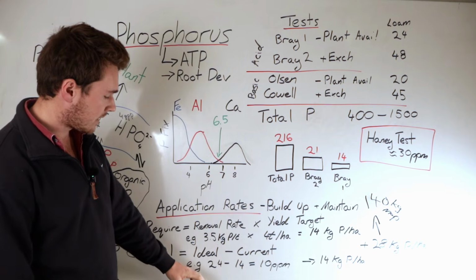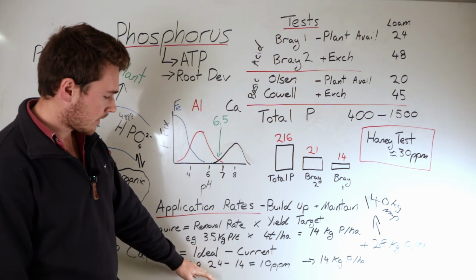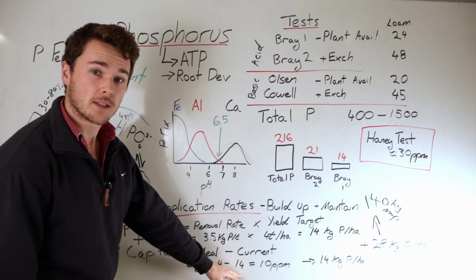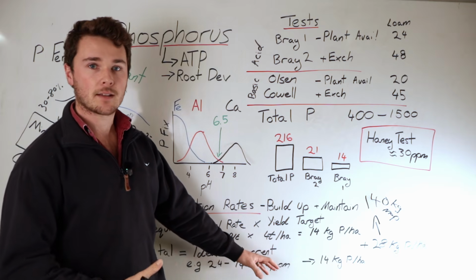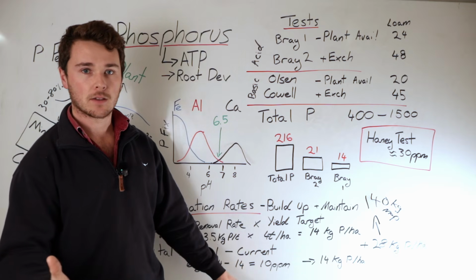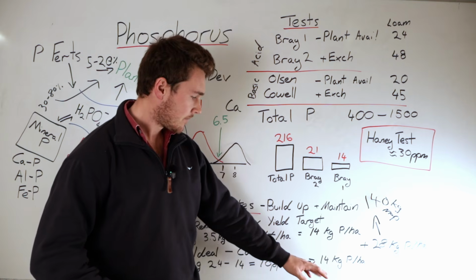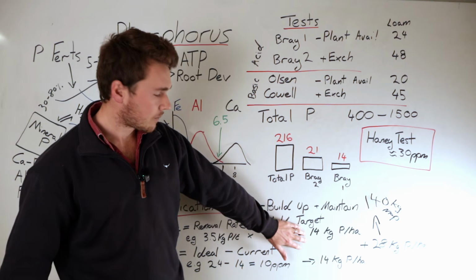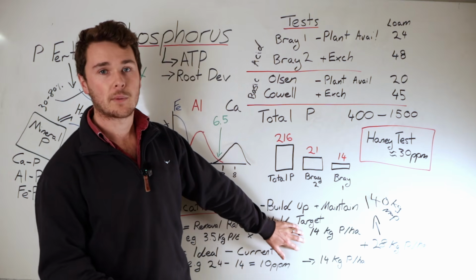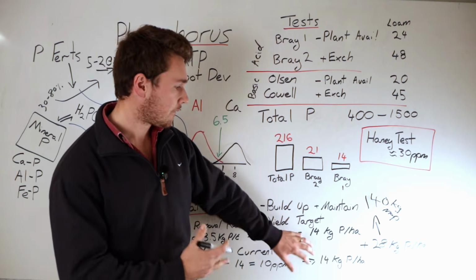So let's just say, for example, your ideal is 20, and then you currently have 30 in your soil, and so the surplus is 6. That's effectively going to be about 8 kilos of phosphorus per hectare. You can take that 8 kilos and subtract it from your replacement value. So then you'd only need to apply 6 kilos per hectare of phosphorus.